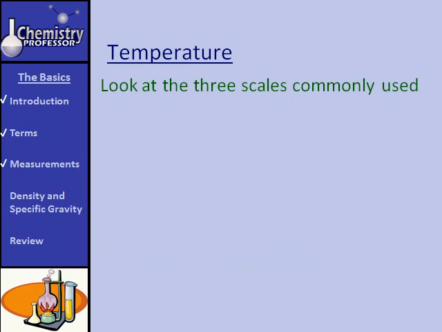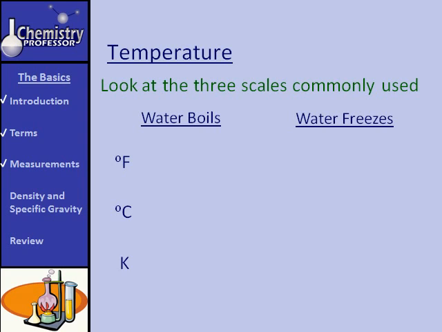Consider the scales we commonly use in chemistry. We use the Fahrenheit scale, the Celsius scale, and the Kelvin scale. Now notice that we use degrees Fahrenheit and degrees Celsius, but we refer to kelvins just as kelvins or units Kelvin. Water boils and water freezes are two points that we really should consider on all three scales. On the Fahrenheit scale, water boils at 212 degrees Fahrenheit and freezes at 32. This means that water exists as a liquid over a range of 180 units on the Fahrenheit scale.